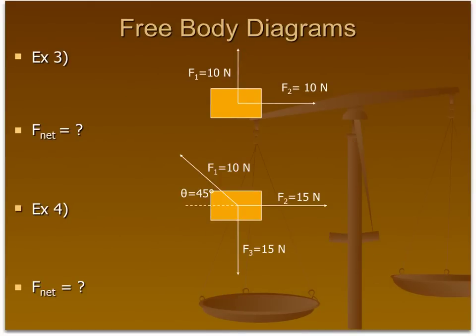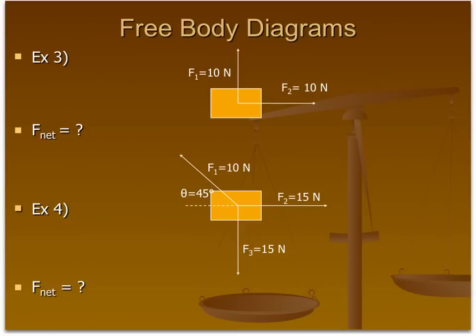So far we've seen forces going in complete opposite directions in both example number 1 and example number 2, and so all we've had to do is subtract them to simplify and to solve for our F net. But as you can see in example number 3 and 4, that is not always going to be the case. And so let's take a closer look at example problem number 3.